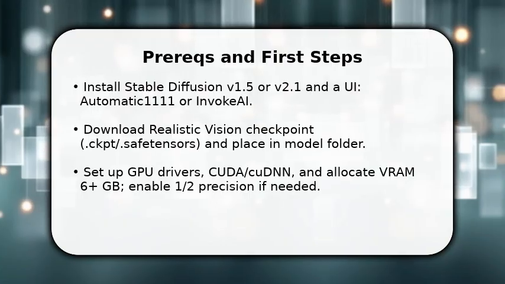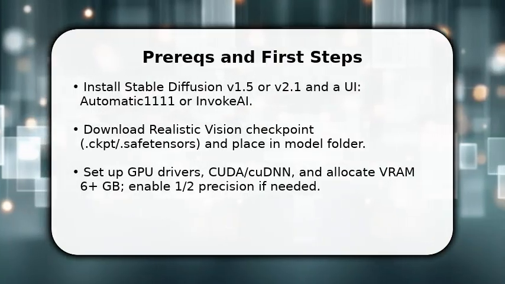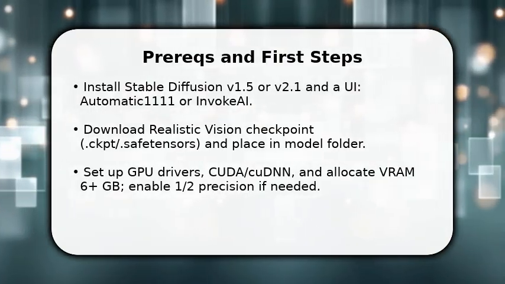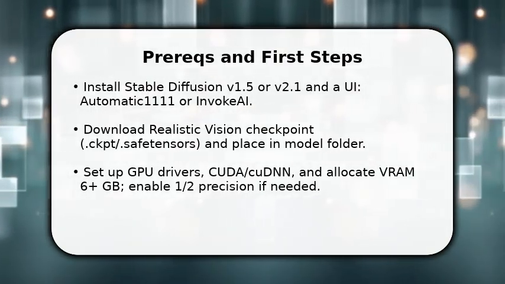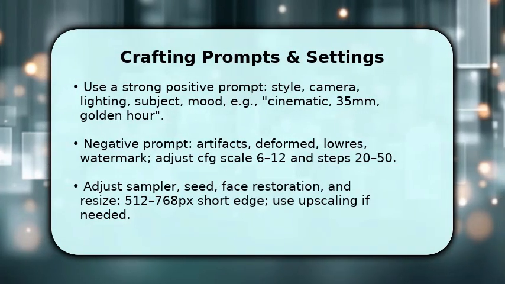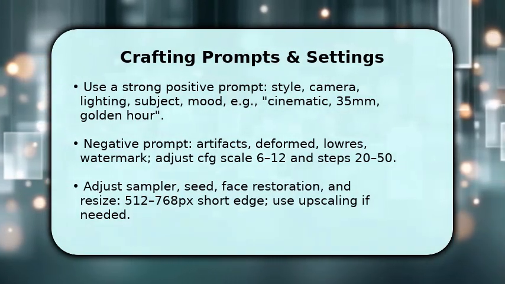Make sure to set half precision if VRAM is tight, and enable a sampler like Euler or DPM++. Now refine prompts and model parameters to steer realism.